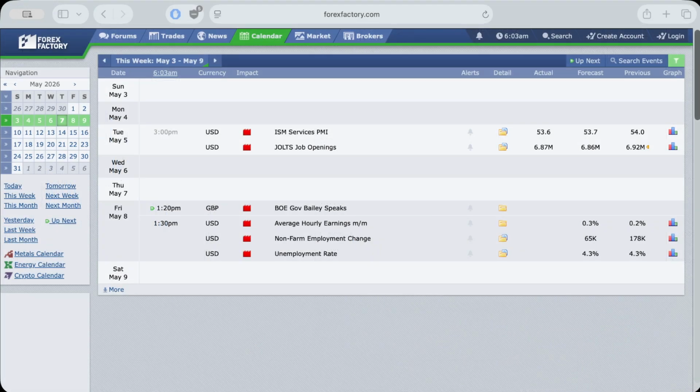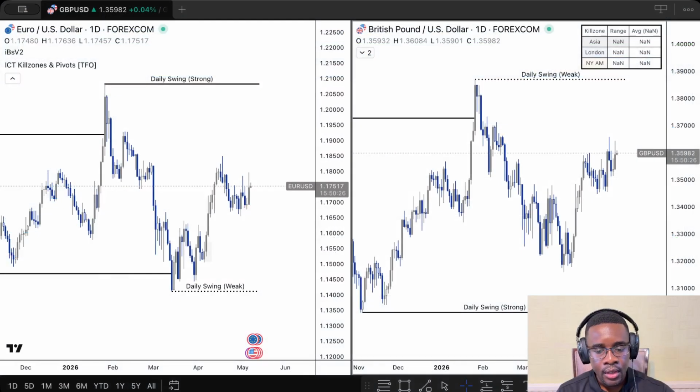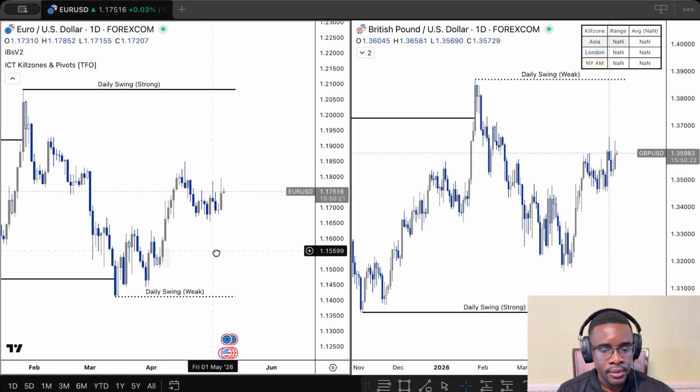So let's jump right into Forex Factory. Today's Thursday, and we do not have any high impact news for the day. So let's go straight to the charts, starting with Euro USD.